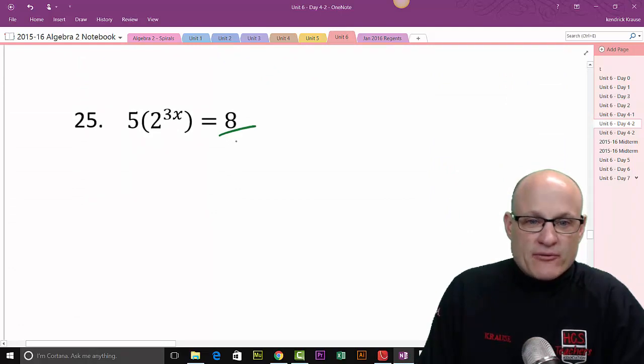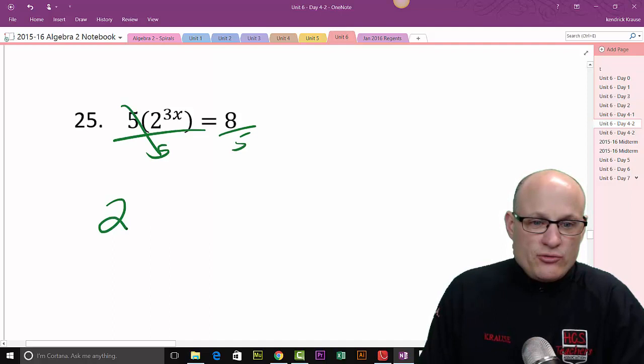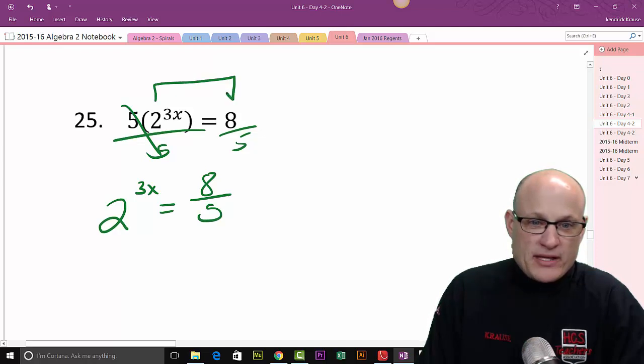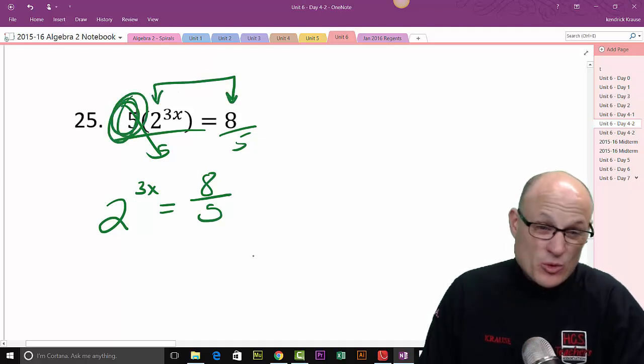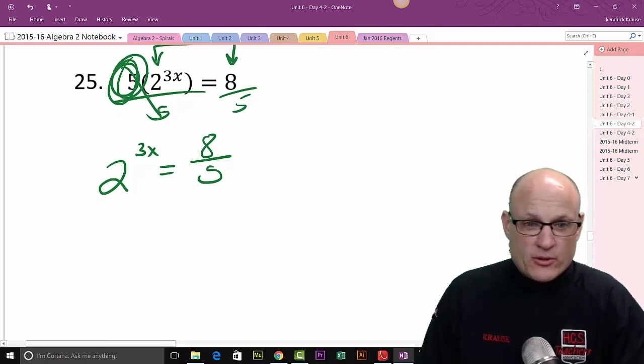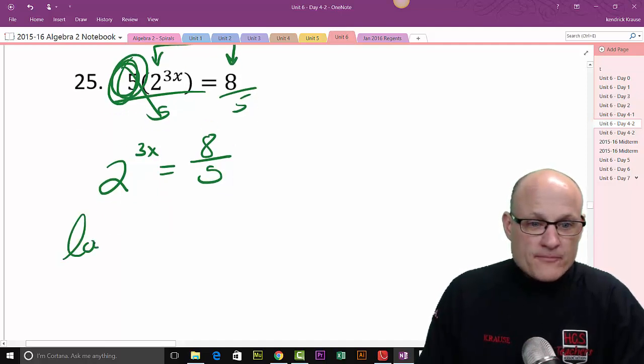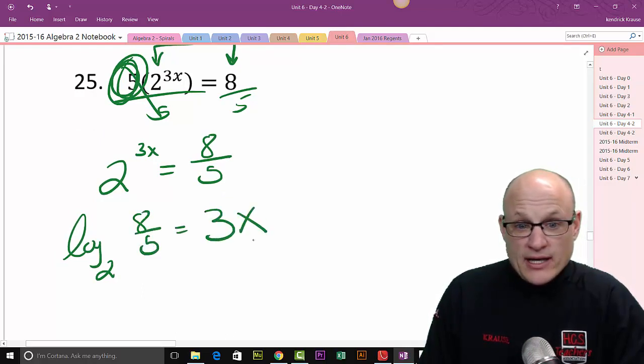All right, so the first thing I gotta do is divide by 5, get that 5 over there. So I get 2 to the 3x is equal to 8 over 5. Now, I tried to trick you by making these bases look like they can be changed, but I gave you this crazy 5 out here, and that doesn't work. So I have to go to change of form. So log base 2 of 8 over 5 is equal to 3x.